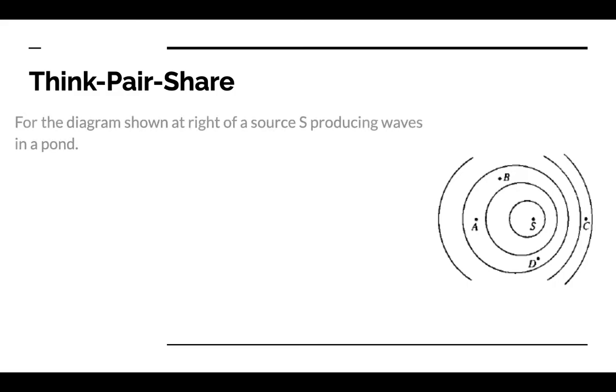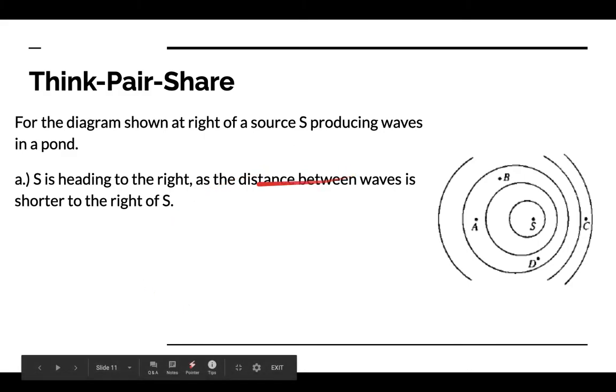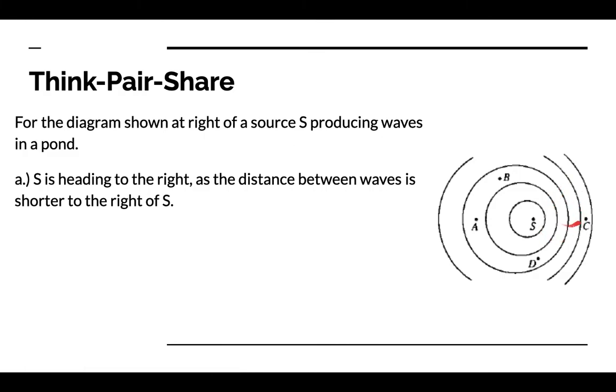So for part A, the direction that our object is heading is going to be to the right, as the distance between waves is shorter to the right of S. This diagram indicates to us that there is a shortened wavelength and shortened period, which means that our object has to be heading to the right, since that's indicative of object S approaching, say, point C. So it's approaching point C because towards point C, the wavelength and period are decreasing, indicating to us that our source S is heading towards C.